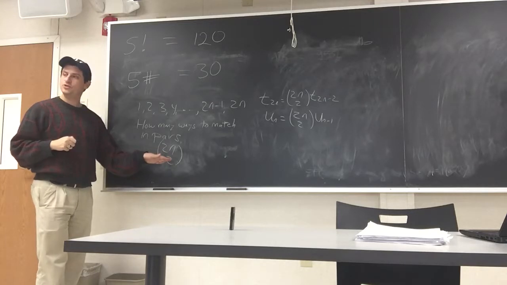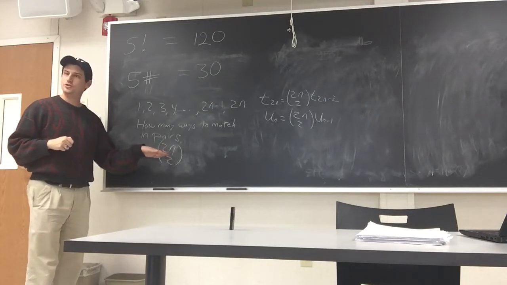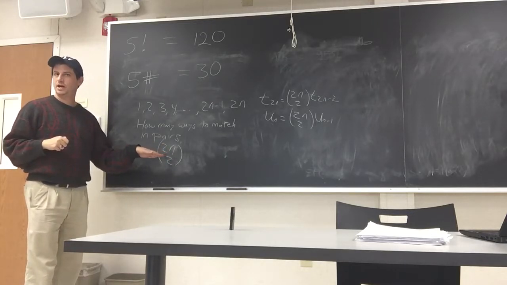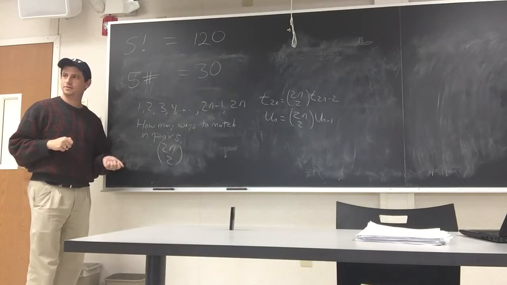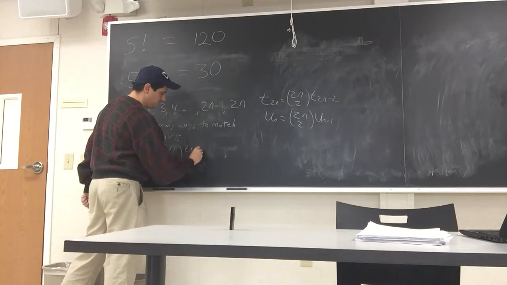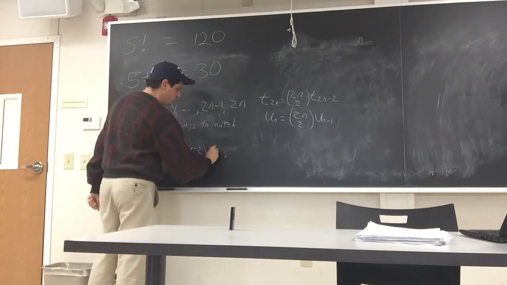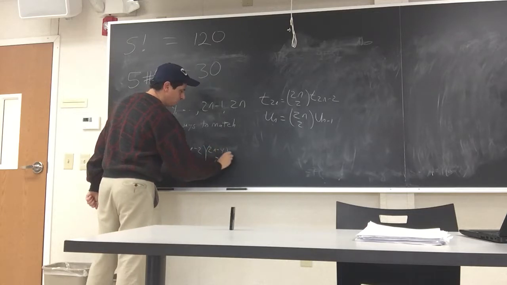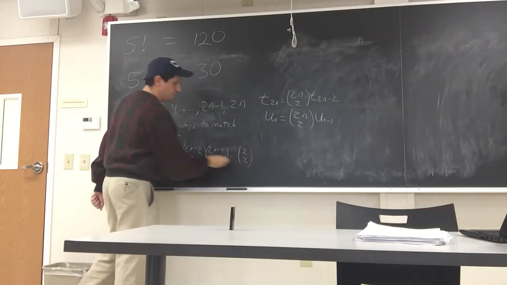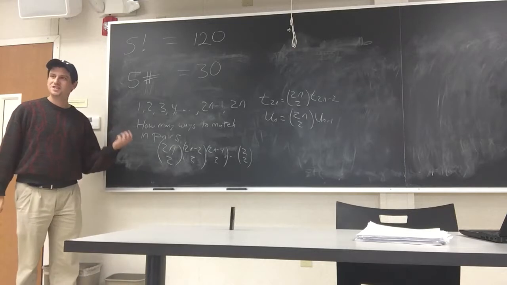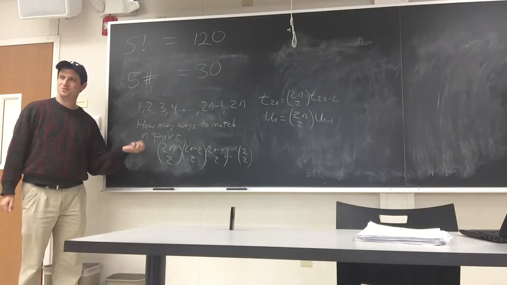If we were to continue with your idea here, there's 2n choose 2 ways to choose the first pair. How many ways can I choose the next pair? 2n minus 2 choose 2. Right? And then 2n minus 4 choose 2, all the way down to 2 choose 2. Yeah. So is this the number of ways to pair in groups of 2?